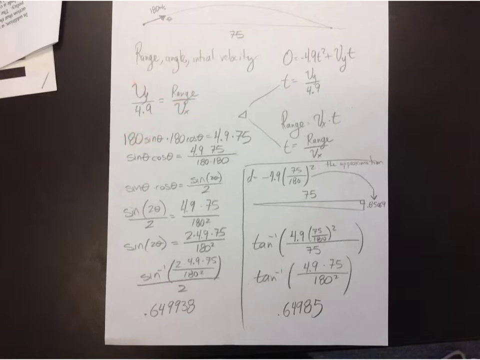I cross multiplied, so v sub x is the horizontal component of motion, which is 180 times cosine of theta. That's where this comes from. And then cross multiplying here, we have 4.9 times 75, the range. Dividing by 180 and 180 gives us this. This is a trigonometric identity. So sine theta, cos theta, I'm taking this and putting it here and setting it equal to this, multiplying by 2, and then taking the inverse sine and then dividing by 2 to deal with that. So that gives us this.